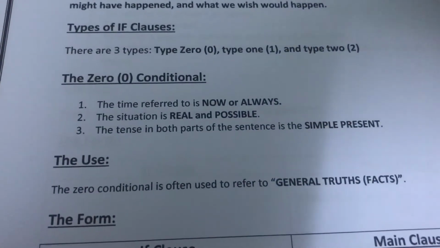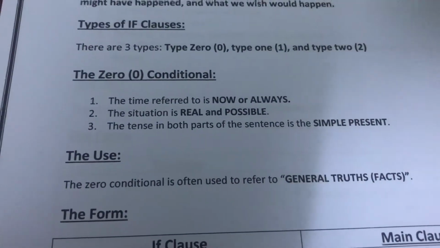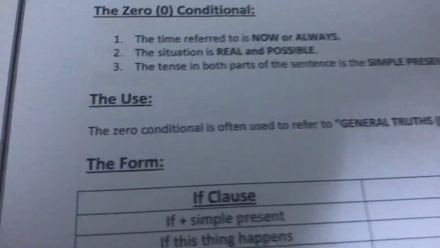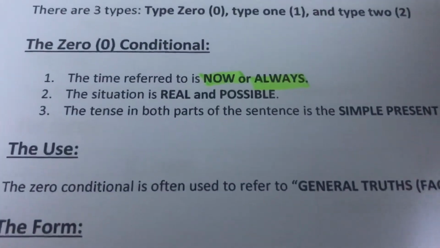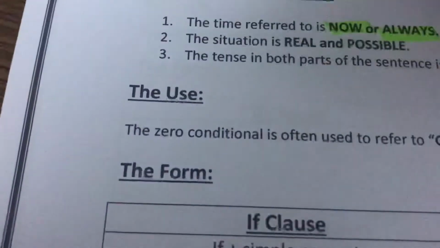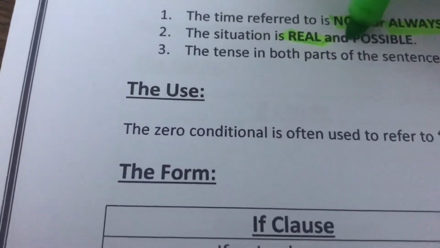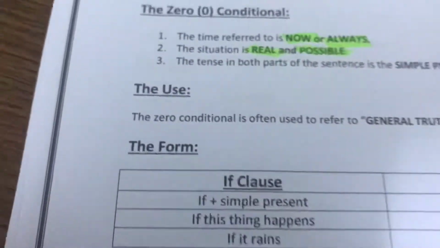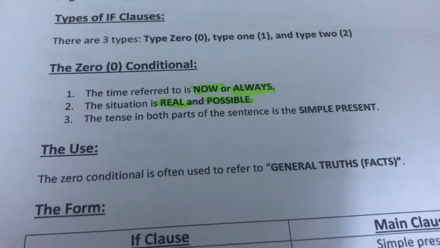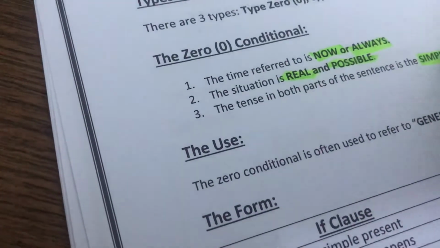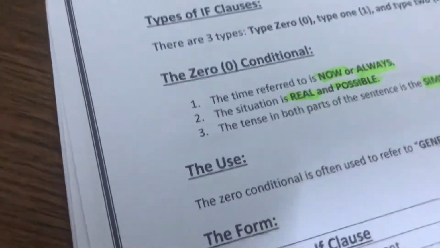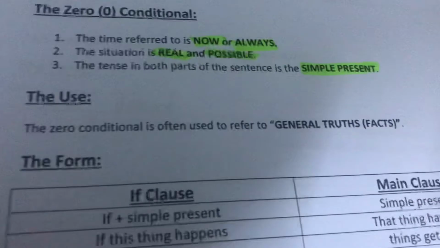The time referred to is now or always, so it is in the present. The situation is real and possible, it can happen. And the tense in both parts of the sentence is the simple present. The tense of the verbs is in the simple present tense.